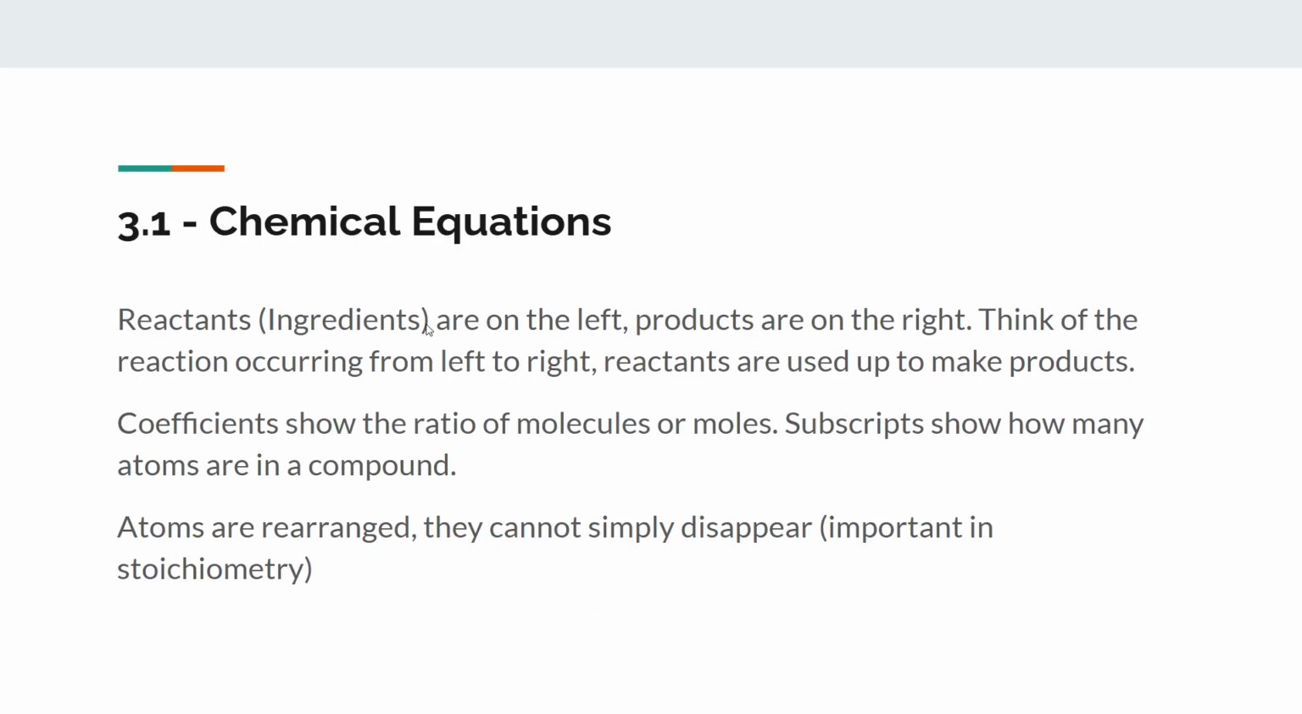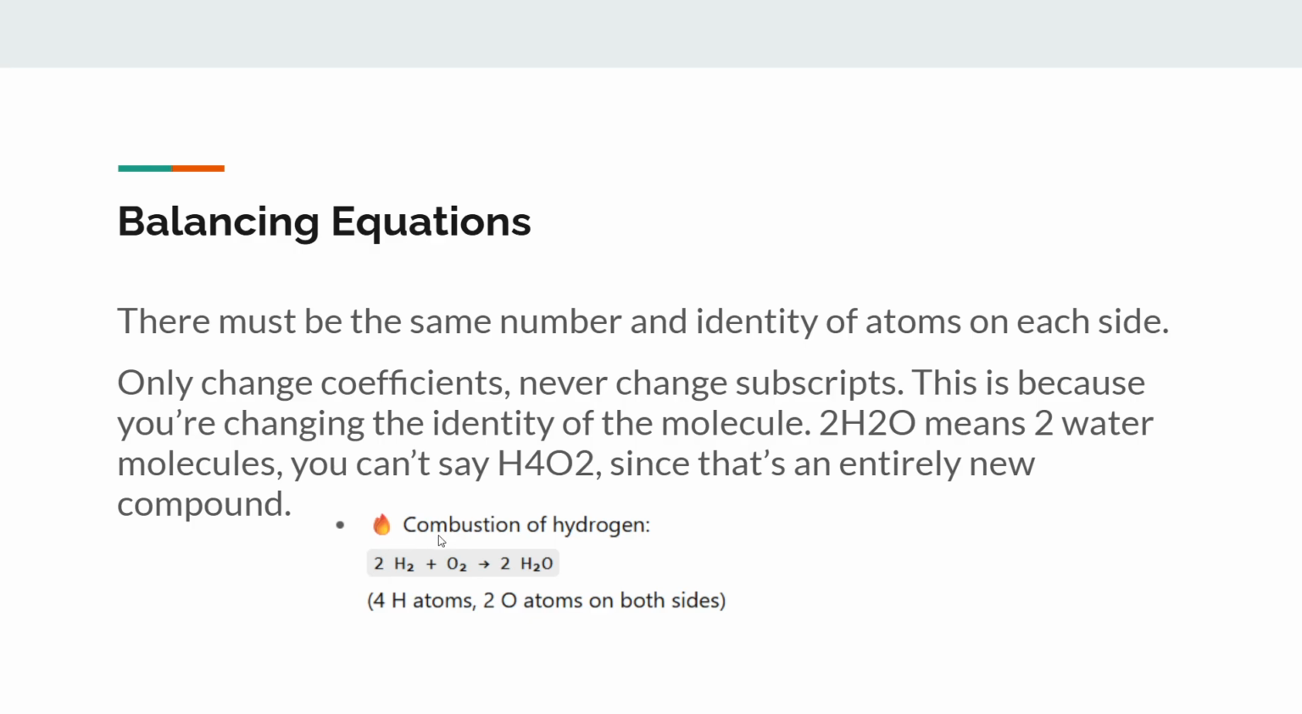So, as we mentioned before, coefficients show the ratio of molecules or moles. So we take this combustion of hydrogen here. We see that 2 molecules or 2 moles of hydrogen gas react with 1 mole of oxygen gas. So this is typically a ratio. That basically means 2 hydrogen gases react with 1 oxygen gas to form 2 moles of hydrogen monoxide. You can scale this up as well, but we use the simplest whole ratios.